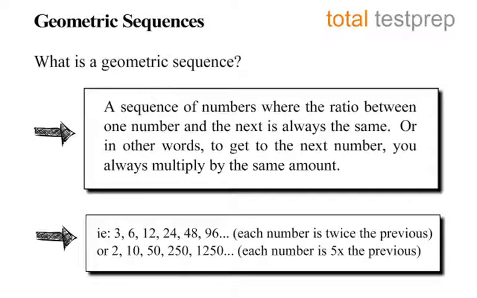Or for example, 2, 10, 50, 250, 1250. This is also a geometric sequence because each number is 5 times the previous. To go from 2 to 10, you multiply by 5. From 10 to 50, you multiply by 5. From 50 to 250, you multiply by 5, and so on.